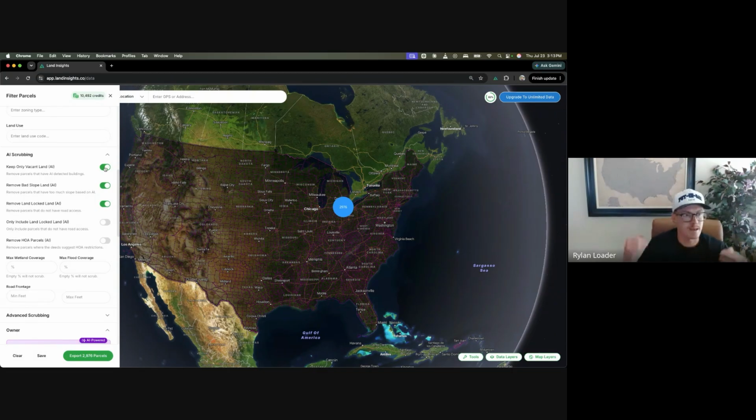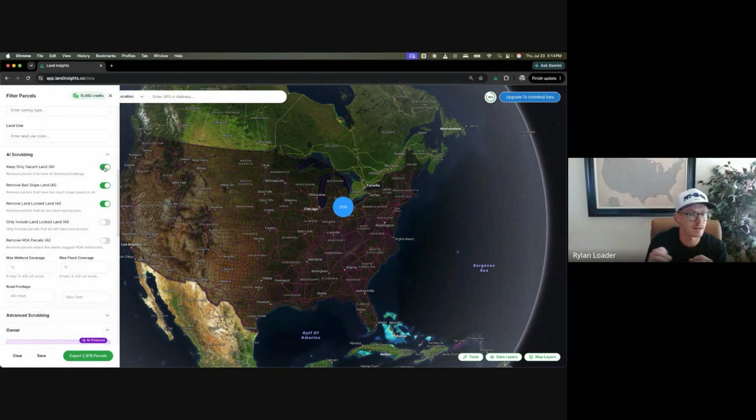If you've ever used a different data provider and they don't have an AI or vacant land filter, then you'll put in like the zoning vacant land, and you're going to get houses in that data set. Also, you're not going to get true vacant land, so it might be missing some vacant land pieces. What our technology does is it actually looks at the property and tells you whether or not it's vacant land. Is there a house on it? Is there not? If there's no house on it, we're classifying it as vacant land.